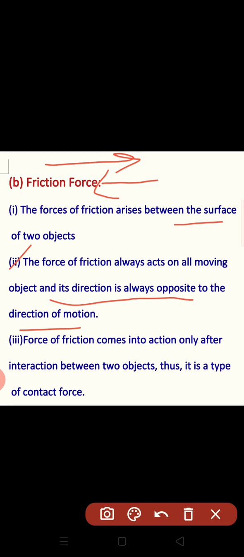The force of friction comes into action only after interaction between two objects, as I said, when two objects are in contact, because this is a contact force. So when two objects are in contact, this kind of force will be applied, because this is a type of contact force.